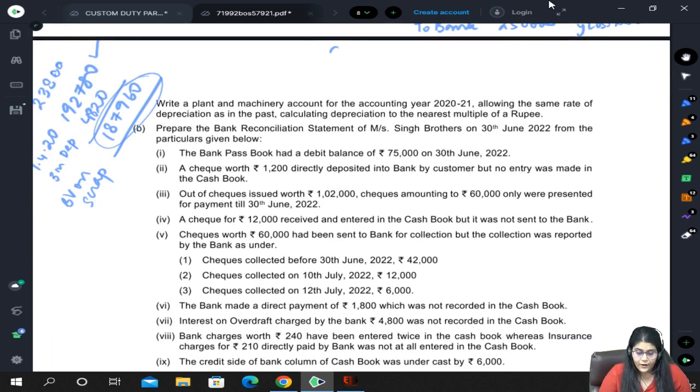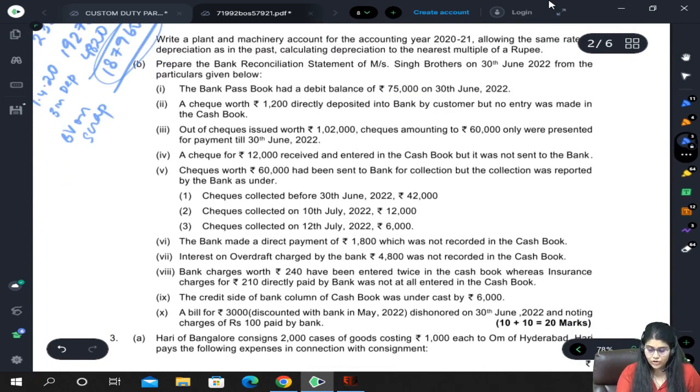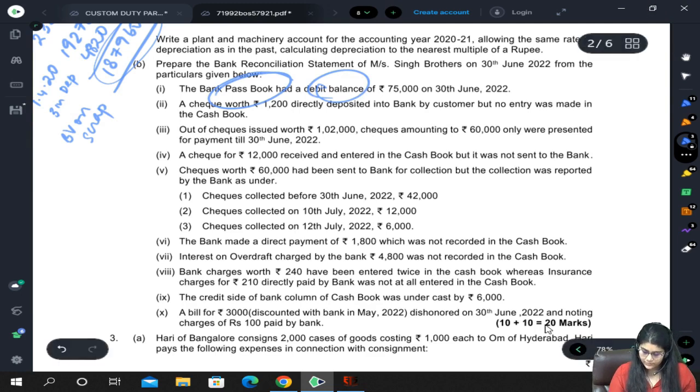Prepare BRS of Messrs. Singh Brothers on 30th June from the particulars given below. This one is a good question because it is beginning with a passbook balance. That too a debit one.